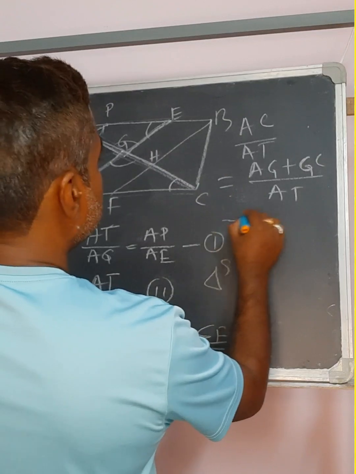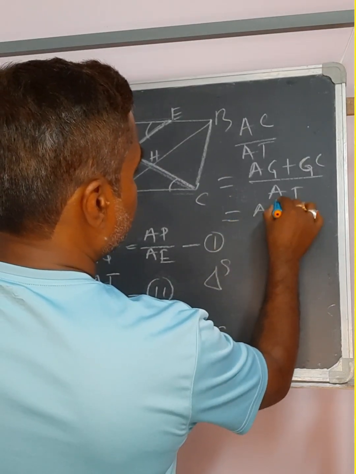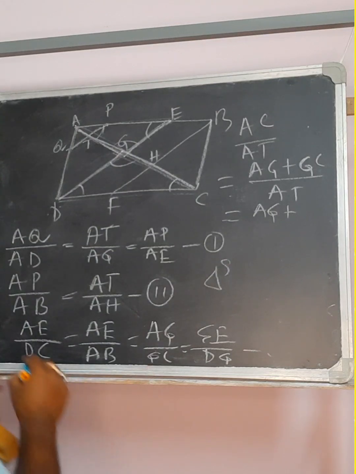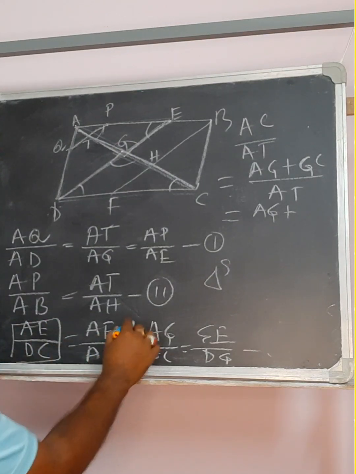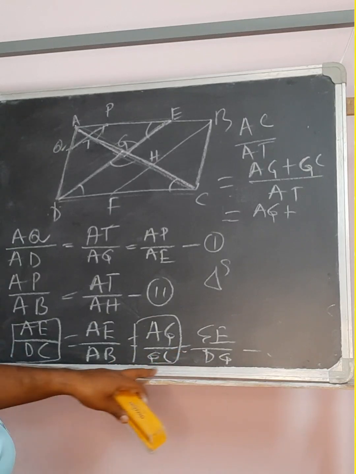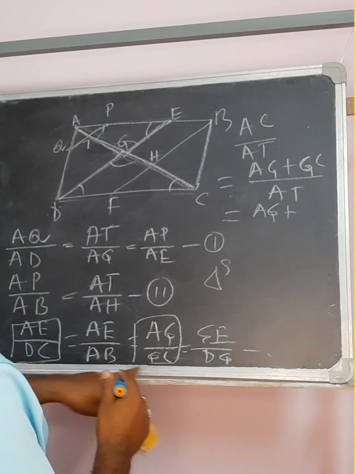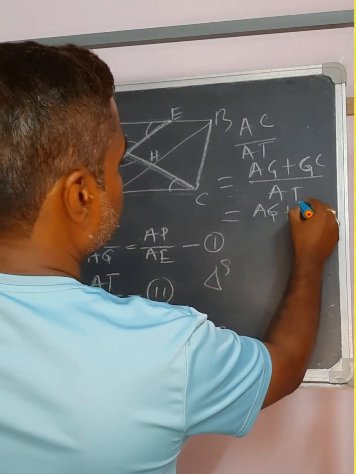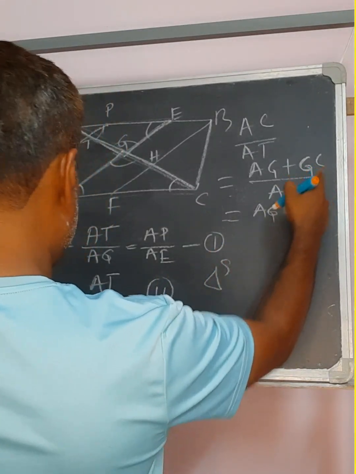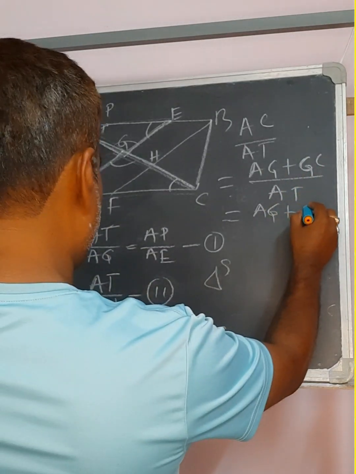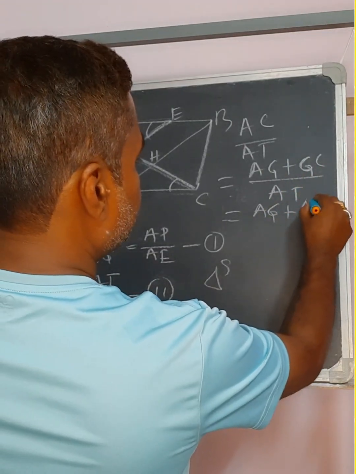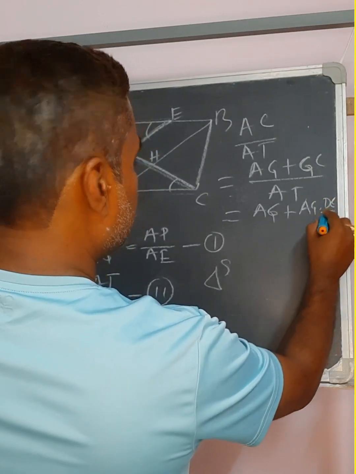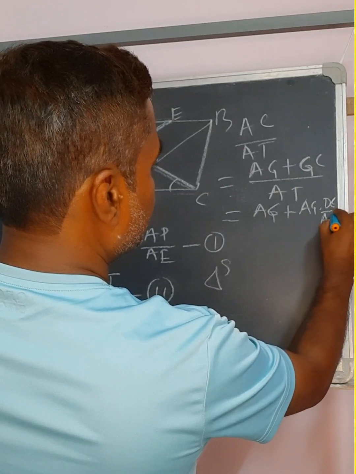So AG as it is I am keeping, so GC is equal to what? From these two, this one and this one, if I equate, then GC is equal to AG into DC by AE. So GC is equal to AG into DC by AE, okay.